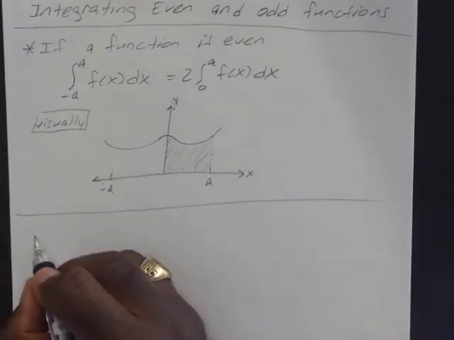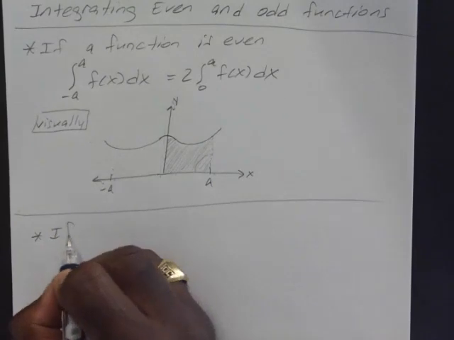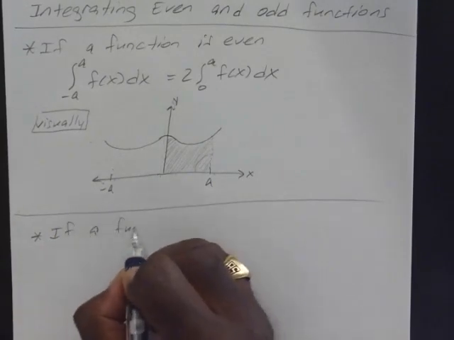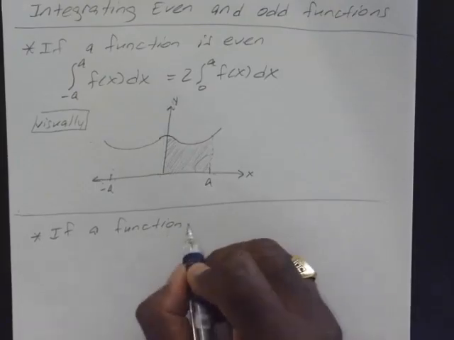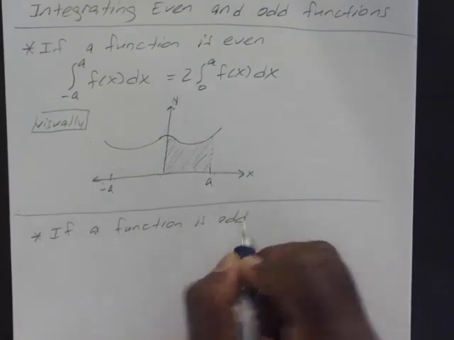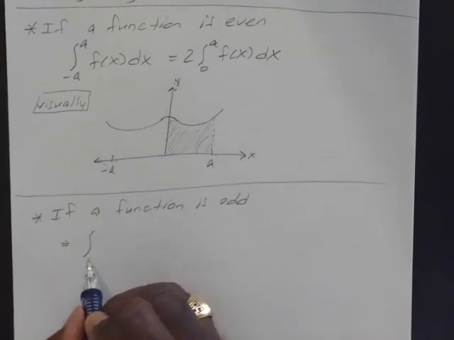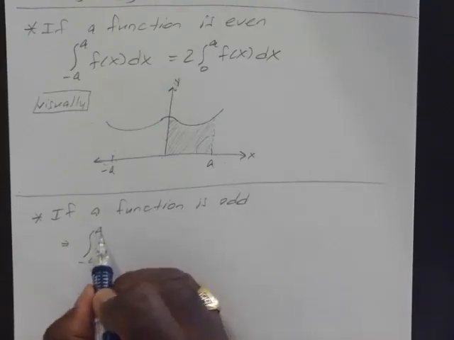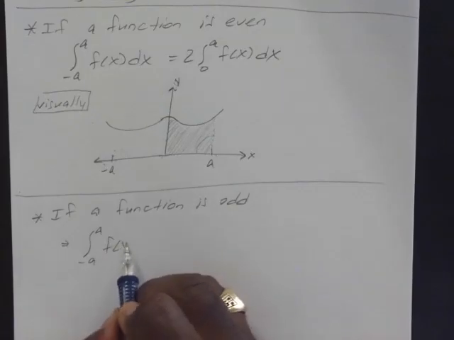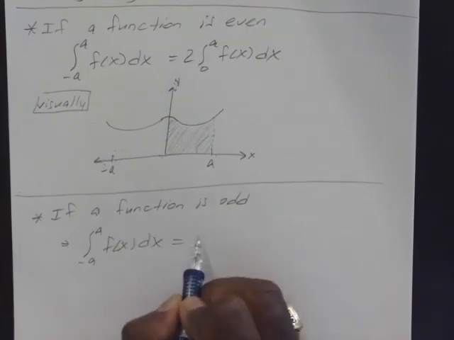And if a function is odd, then we know that the integral from negative a to a of f of x with respect to x would equal 0.